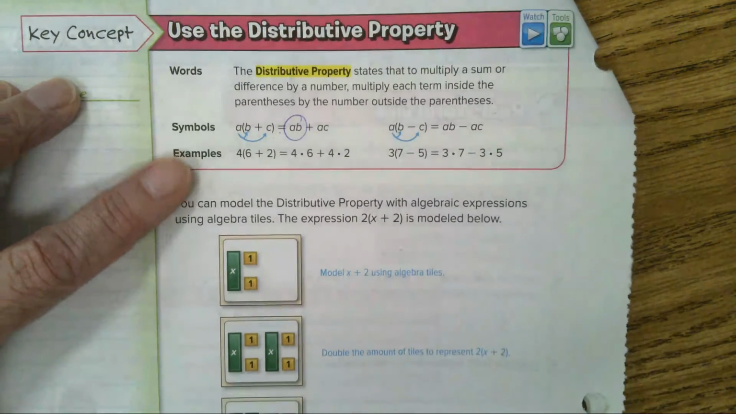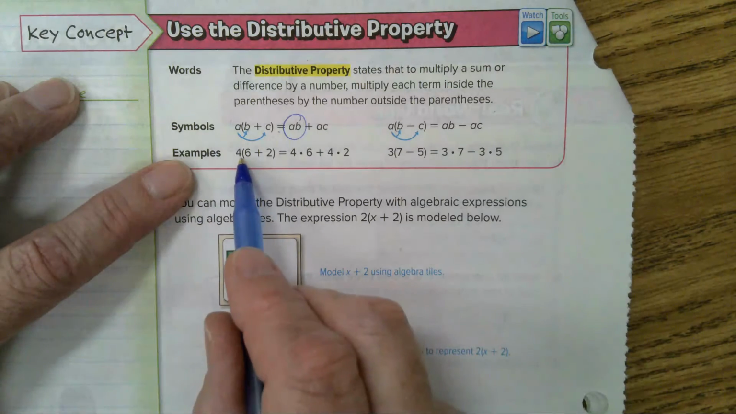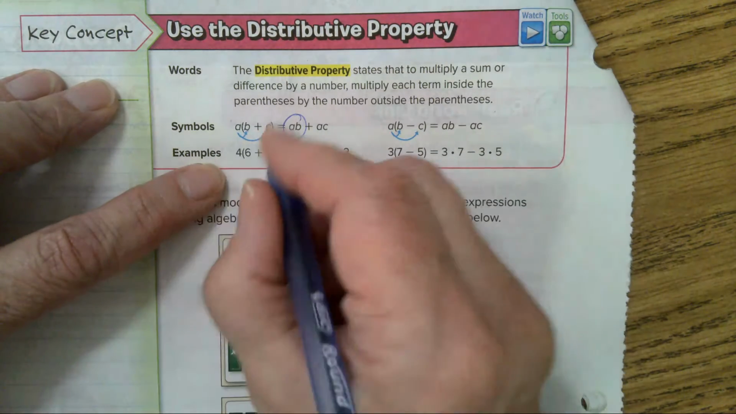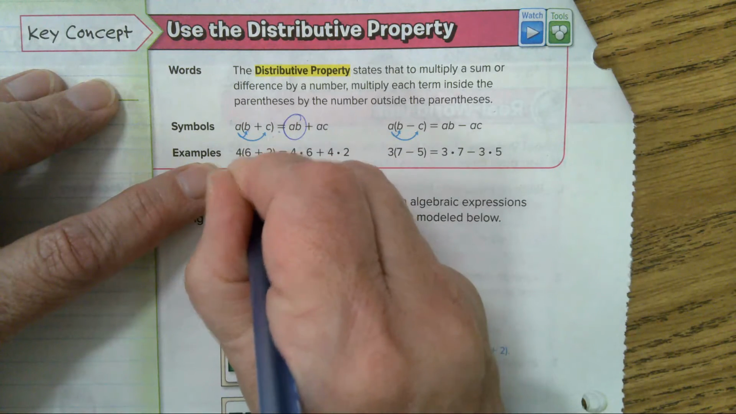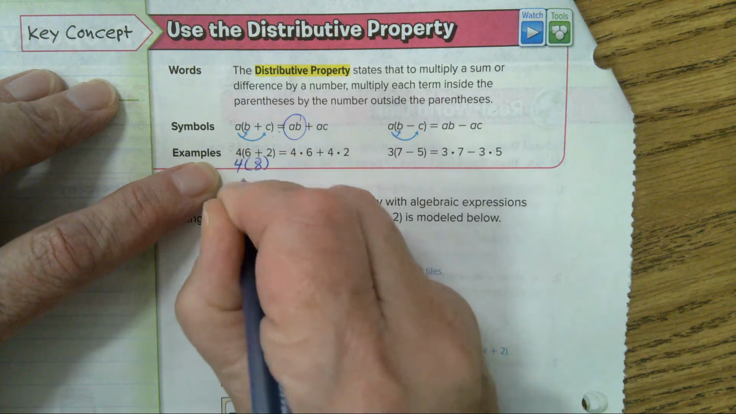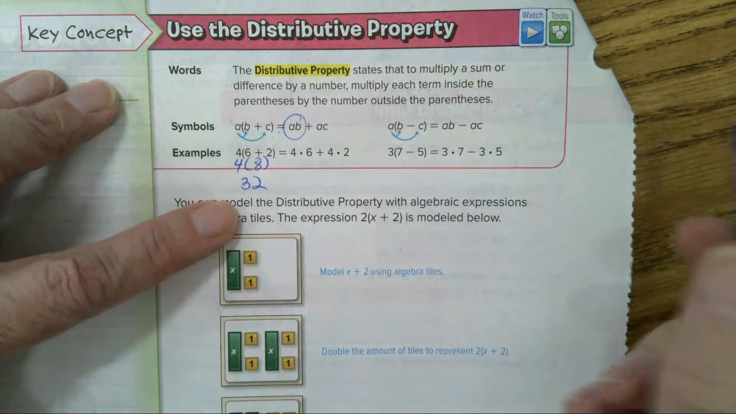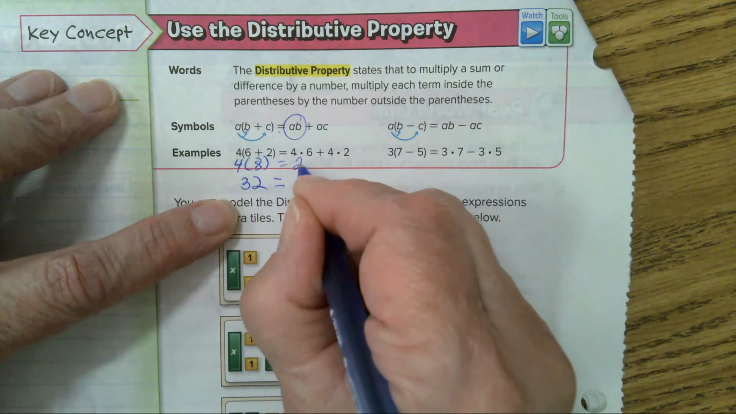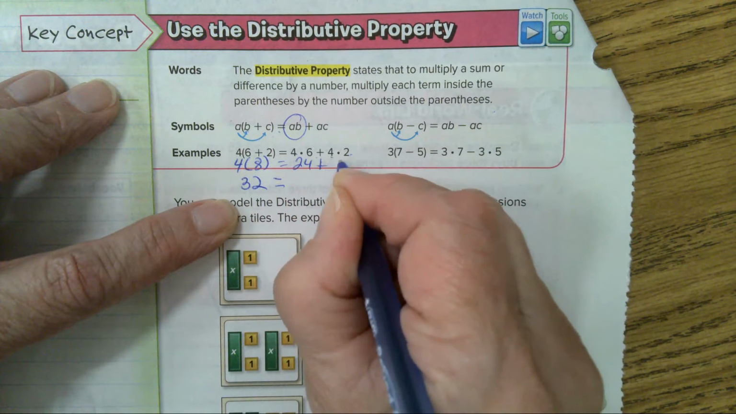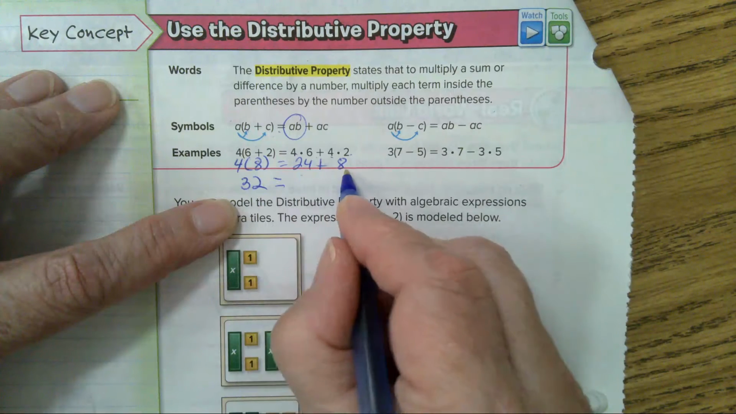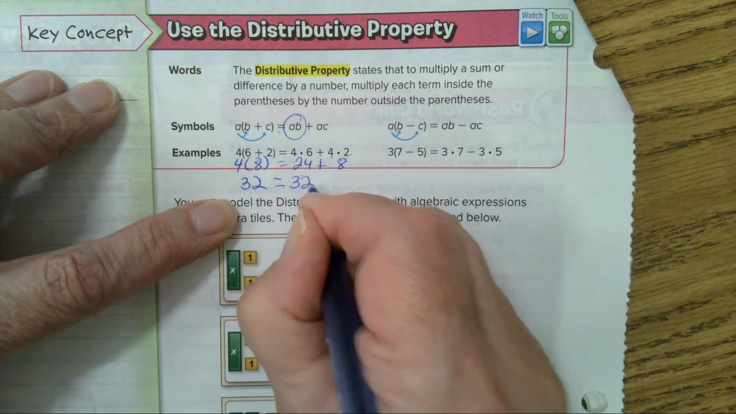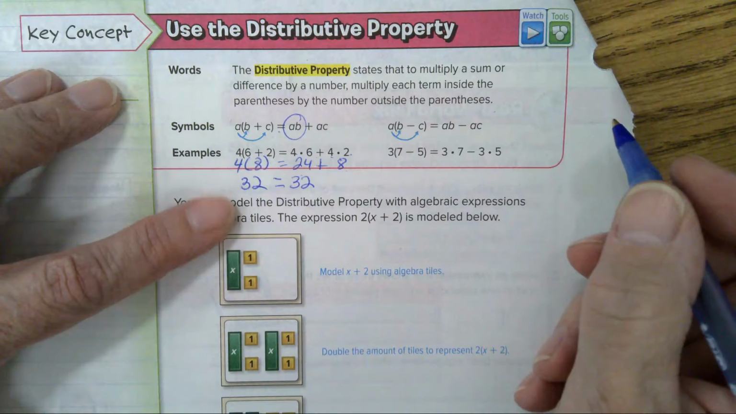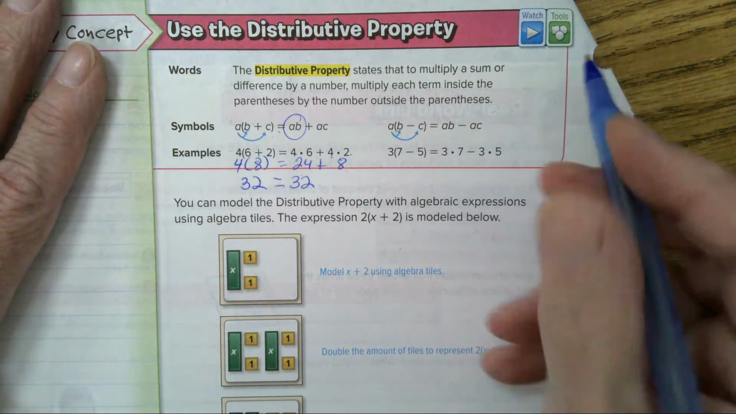Let's look at examples. 4 times (6 plus 2). Well, 6 plus 2 is 8, and 4 times 8 is 32. This will equal 4 times 6 is 24, 4 times 2 is 8, 24 plus 8 is 32. And we have happiness.